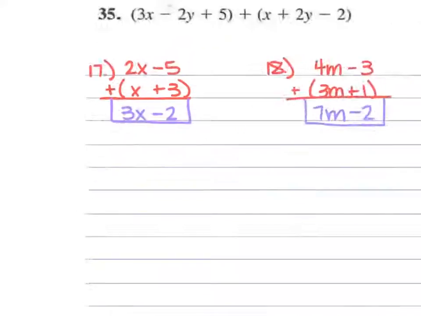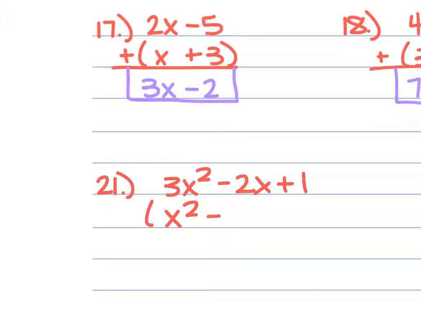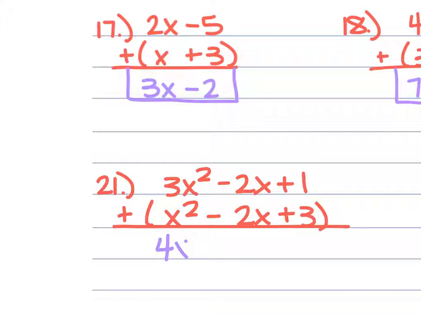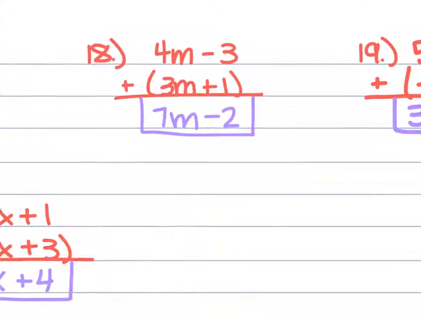If we look at 21, they give us 3x squared minus 2x plus 1 as well as x squared minus 2x plus 3. If we add these, the 3x squared plus x squared is 4x squared. The negative 2x minus 2x is a negative 4x, and the 1 plus 3 is 4. So 4x squared minus 4x plus 4.